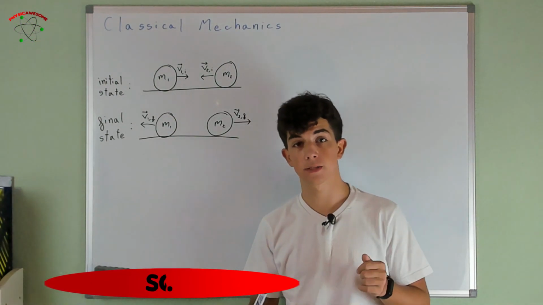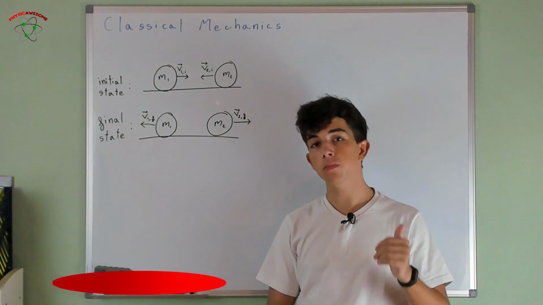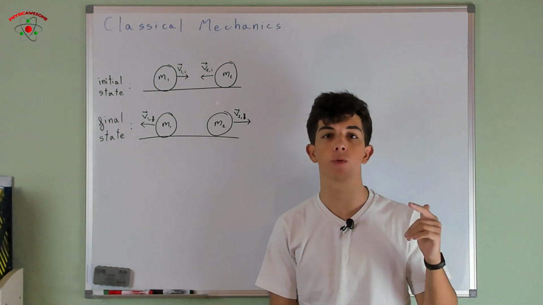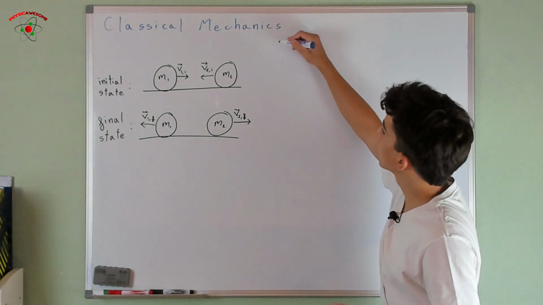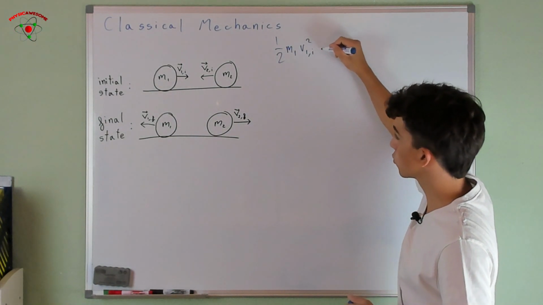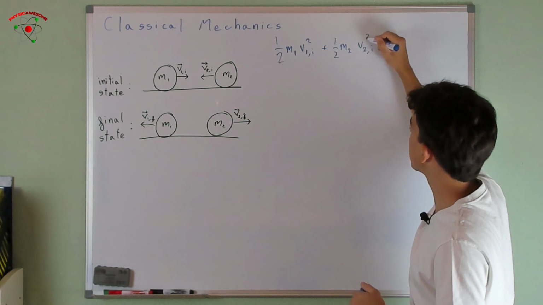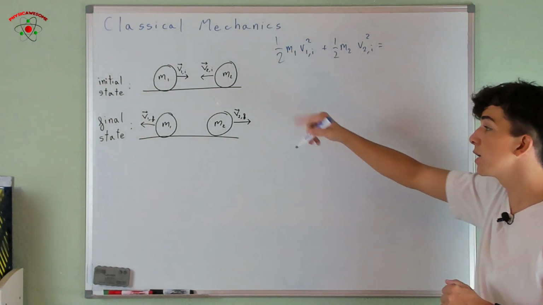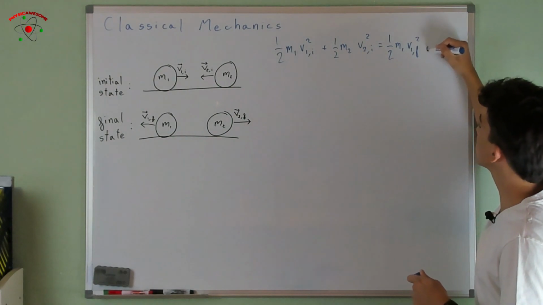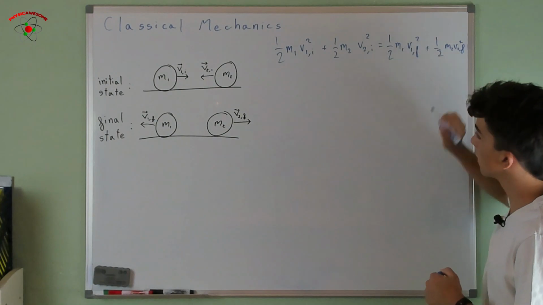As you may remember from last time, in elastic collisions such as this one we're going to explore, momentum and kinetic energy are conserved. First of all, we will start working with our kinetic energy principle. We have that 1/2 m1 v1,i squared, the kinetic energy of the first one, plus the kinetic energy of the second object at the initial state equals the kinetic energy of the first object at the final state plus the kinetic energy of the second object at the final state.